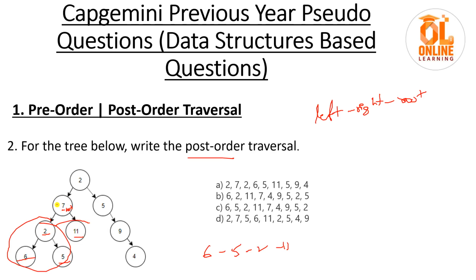That is again left. The remaining is 7. That is a root 7. For the root 2, left part is done. So in the right part, just mention it as null.